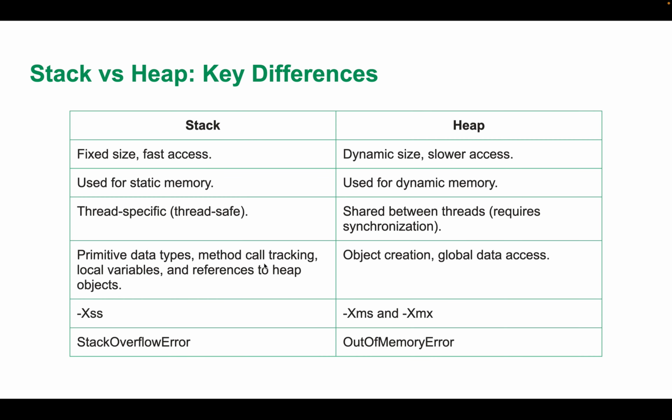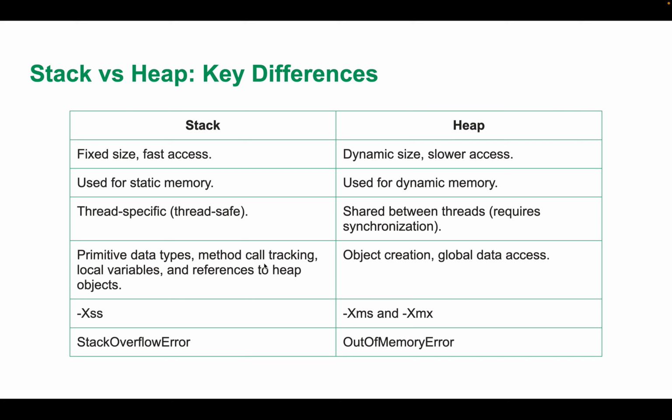To summarize the key differences, stack memory is of fixed size, faster in access, and primarily used for static memory allocation. Each thread has its own stack, making it thread safe. In contrast, heap memory has a dynamic size and is slower in access. It is shared between threads, so synchronization mechanisms are necessary to avoid issues.